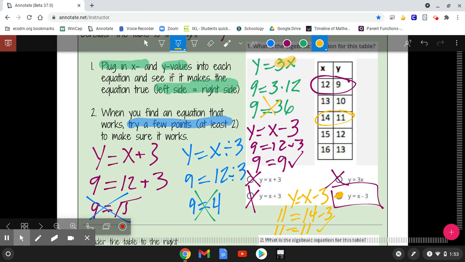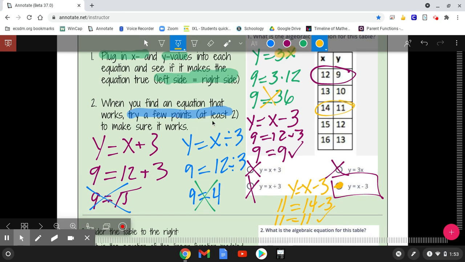So just to recap what we did, to decide which equation matches the table, we picked a point to plug in. This point gave us an x value and a y value. We replaced the x and the y into each equation, and what we wanted to do is see if it made the equation true. If an equation is true, the left side is equal to the right side. If both sides are not equal, then that is not the equation, so you move on to the next one.